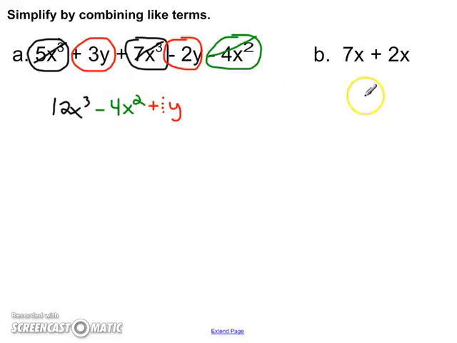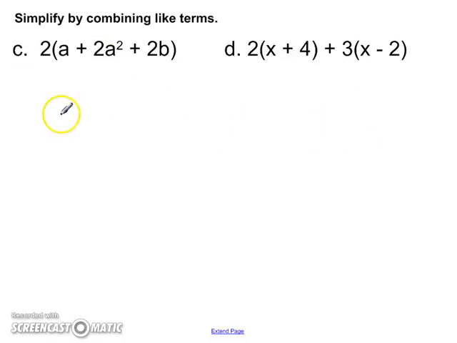So, all right, B. This one is a little simpler because I've got x's. Okay, fine. X to the first power, x to the first power. Go ahead and put them together. 7x plus 2x, 9x. So some of the expressions will be very simple. Others will take a little work.